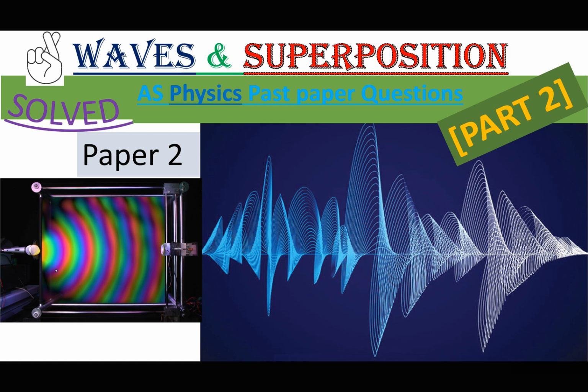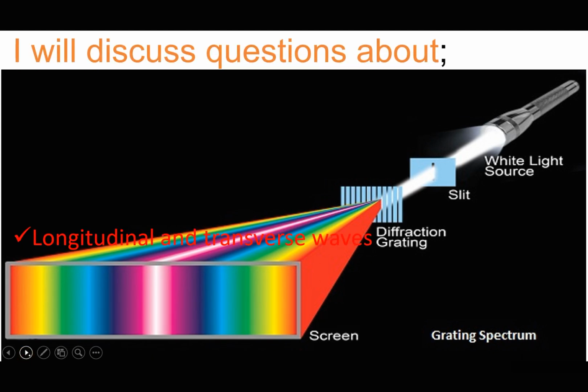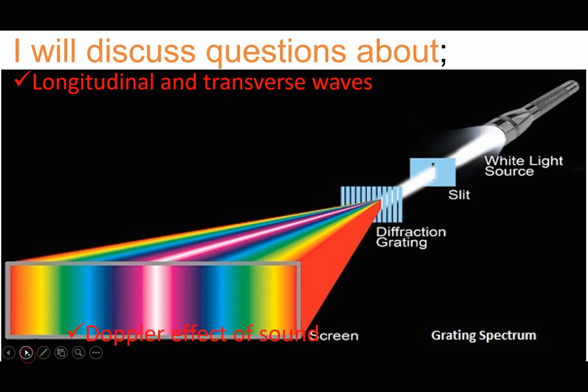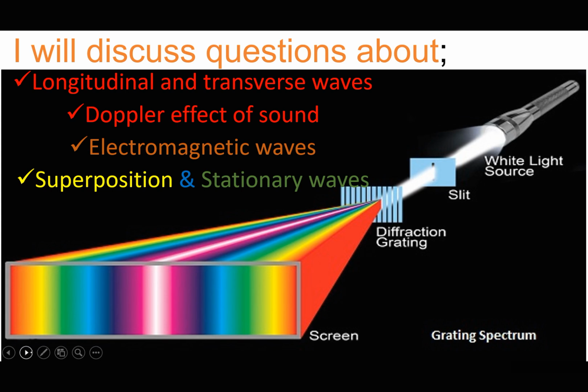Remember what I said in part 1, I said this topic is the most important topic in AS. If you pass waves and electricity, then you are good enough to go as far as AS physics is concerned. So this is part 2. In these videos of waves, we are going to discuss questions relating to longitudinal and transverse waves. We shall see questions about the Doppler effect, electromagnetic waves, superposition and stationary waves, diffraction, and a lot more.